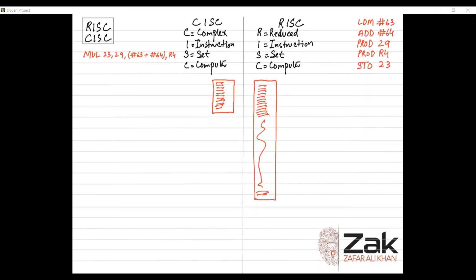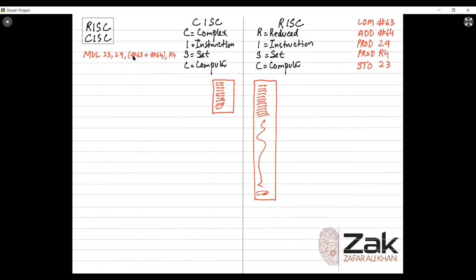So first of all, what happened? LDM 63, the accumulator is loaded with 63. Number 2, whatever the data in the accumulator, that is 63, will be added with 64, and now the data in the accumulator is the result of the addition of 63 and 64. Then whatever is present at the address 29 will be multiplied by the content of the accumulator, and the result would be in the accumulator. Then the content of register 4, R4, will be multiplied with the content of the accumulator, and that will be stored in the accumulator as well. And then whatever the result in the accumulator will be stored at the address 23.